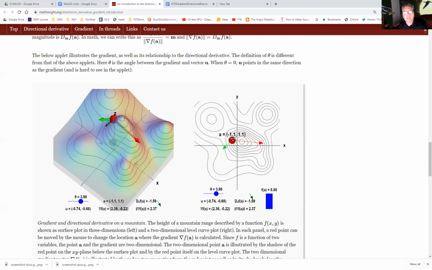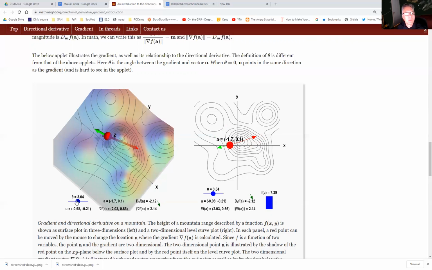So when the ground is steep, the gradient is long, like it is there. When the ground is flat, the gradient is short, like it is at the top of the mountain or a saddle point. Okay, now below the applet on the left, it tells us what the directional derivative is and also the length of the gradient vector.